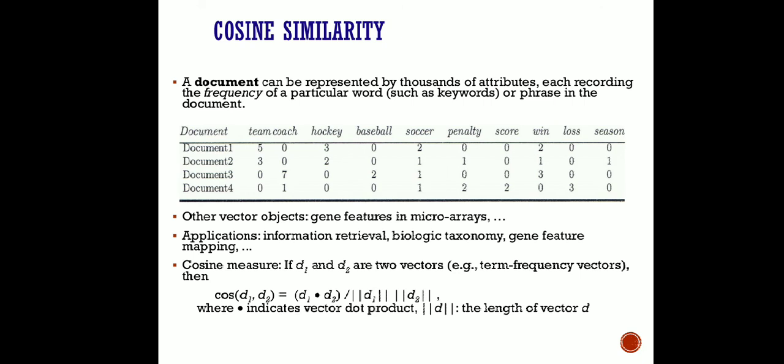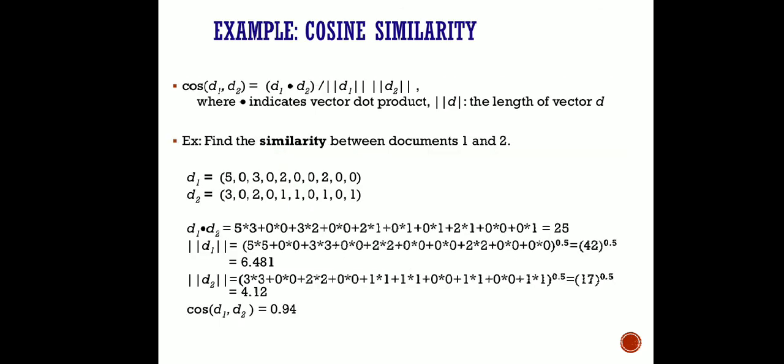Now this is the formula to find out how similar these two documents are. You can see it follows the pattern of cosine. We find the dot product of D1 and D2 and divide it by the magnitude, or the length, of D1 and D2. So let us see how it has been calculated.